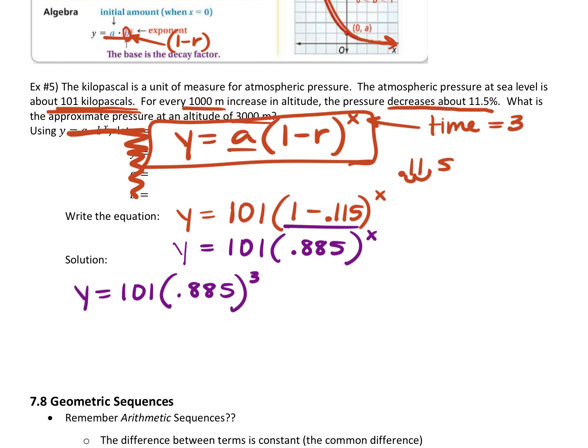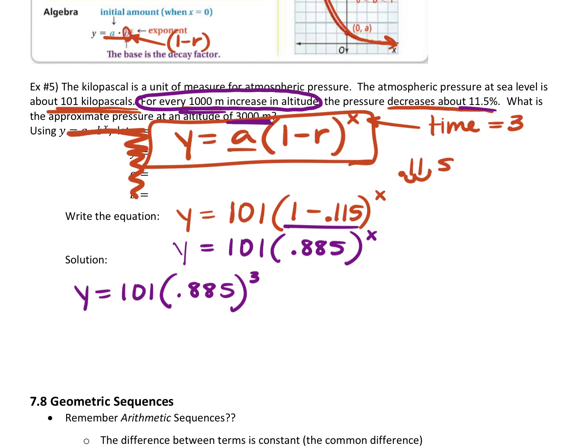Wait, I'm confused on how you got the third. The 3? Yeah. So it says for every 1,000 meter increase in altitude, the pressure decreases. So our decay is happening every 1,000 meters. And it says, what would that be at 3,000 meters then? So that's 1,000 meters 3 times. So your amount, your time, if you will, it's happening 3 times at 3,000 meters.